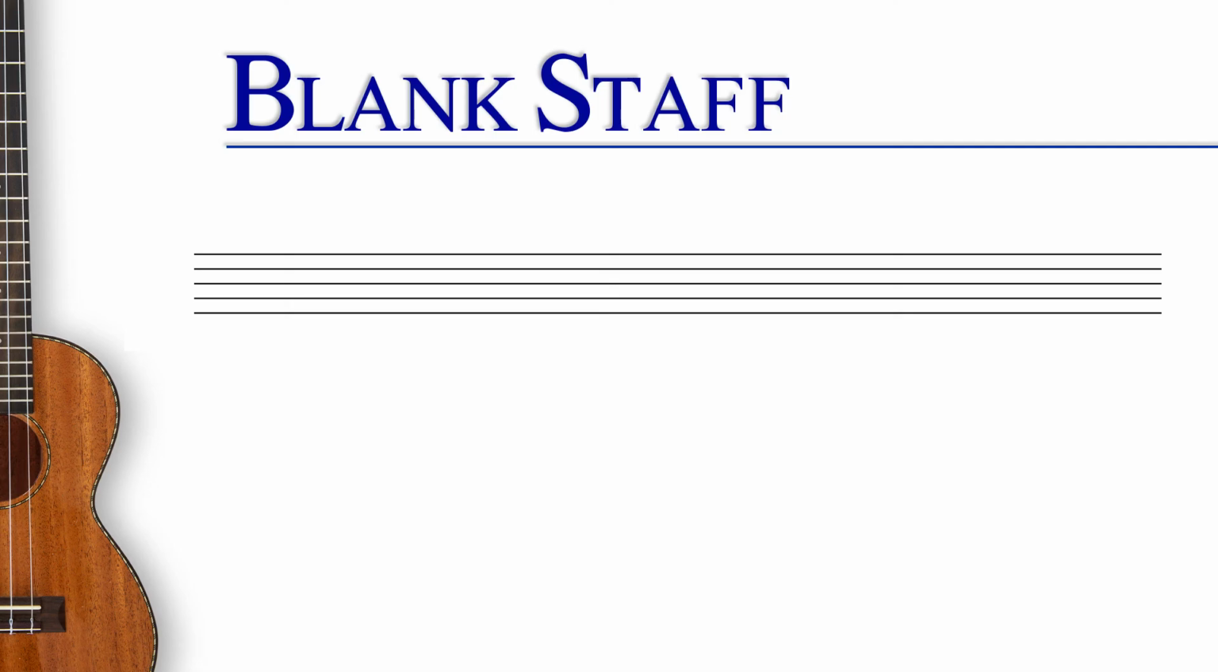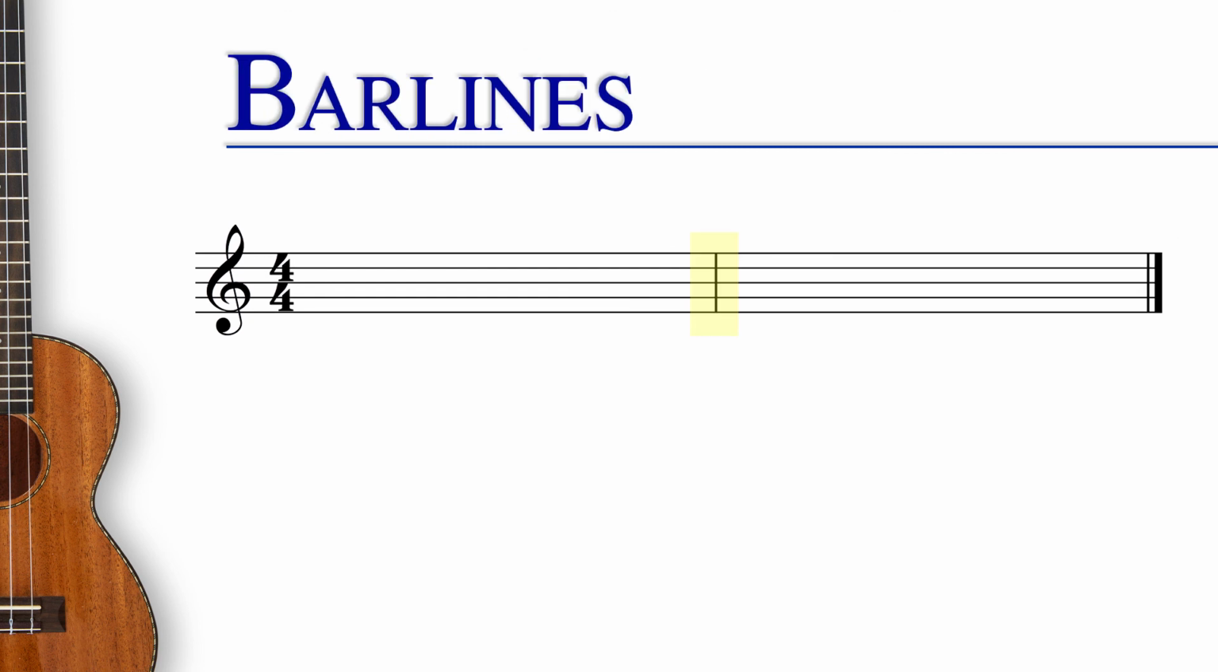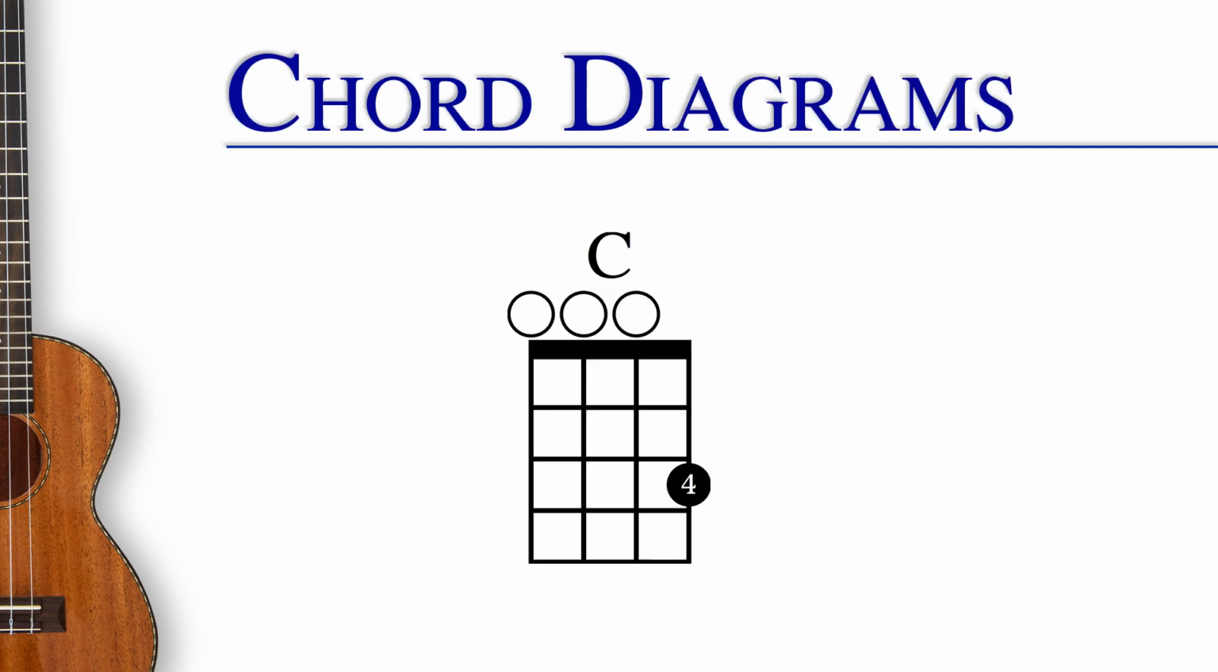Okay, time to review. We have the staff with a clef, a time signature, end bar line, and normal bar line, sometimes a repeat bar line. We have the tablature staff, which is 4 lines, which also has a clef and a time signature, and includes bar lines. And finally, we have chord diagrams, which show you where to place your fingers on the fretboard so you can strum the sound of a particular chord.